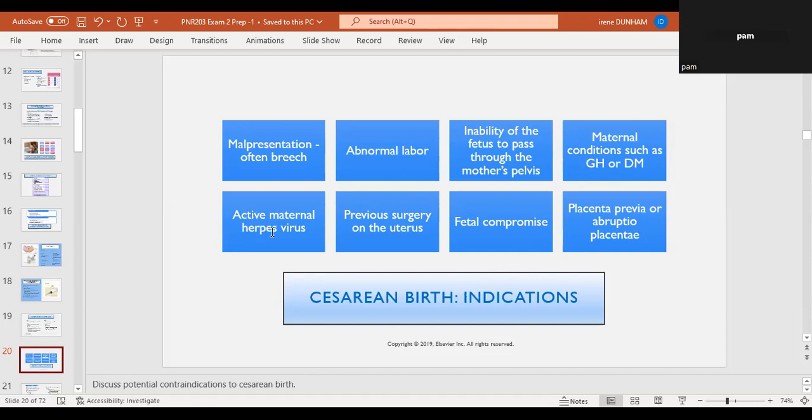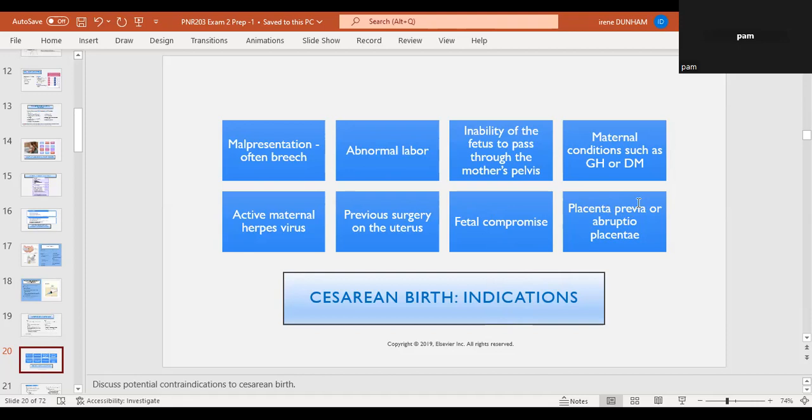Now, active herpes is a C-section. Active herpes. A previous surgery on the uterus. If you have a previous scar on the uterus, you don't want her to go into labor, especially if it's a classical scar, because they can have uterine rupture. And then if you have fetal compromise, like late decelerations, that's never good, and you end up with a C-section to get the baby out. And if you have placenta previa or abruptio placentae, you're going to have a C-section.